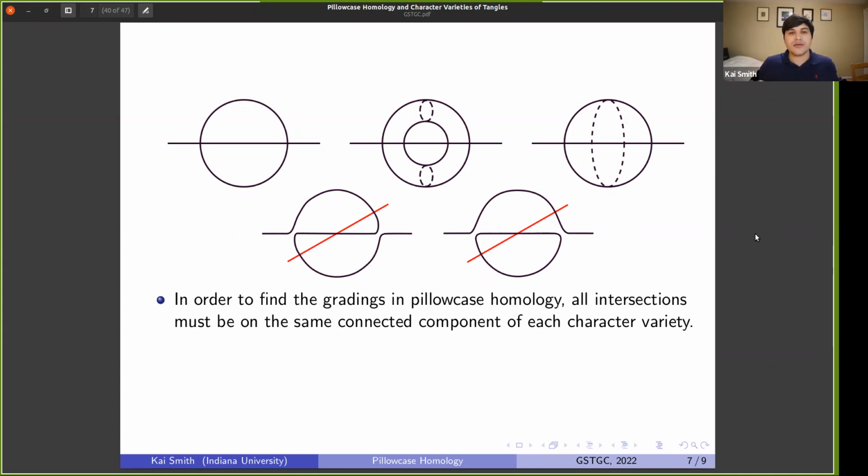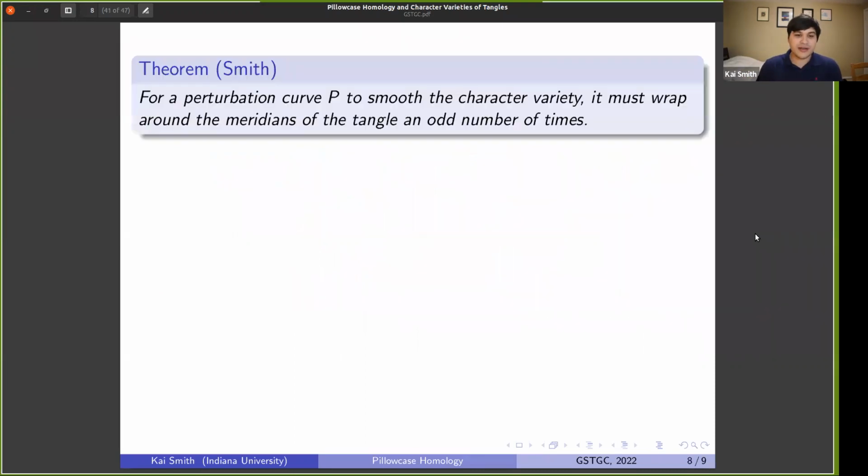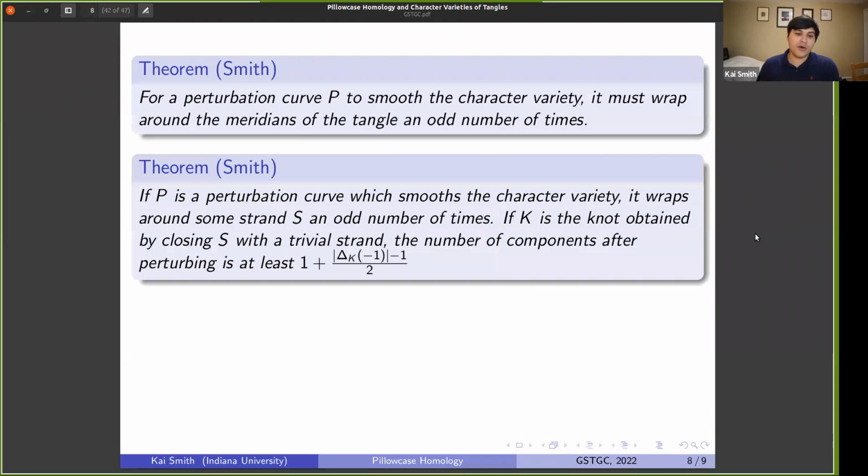And so you would like to know ahead of time that you have the best shot of perturbing your character variety and having it be connected. These next theorems address that. First of all, if we have any perturbation curve, in order to actually smooth the character variety, it must wrap around the meridians of the tangle an odd number of times. And then furthermore, if it does that, it's going to wrap around one of the strands an odd number of times. If you close up that strand, you'll get some knot K.